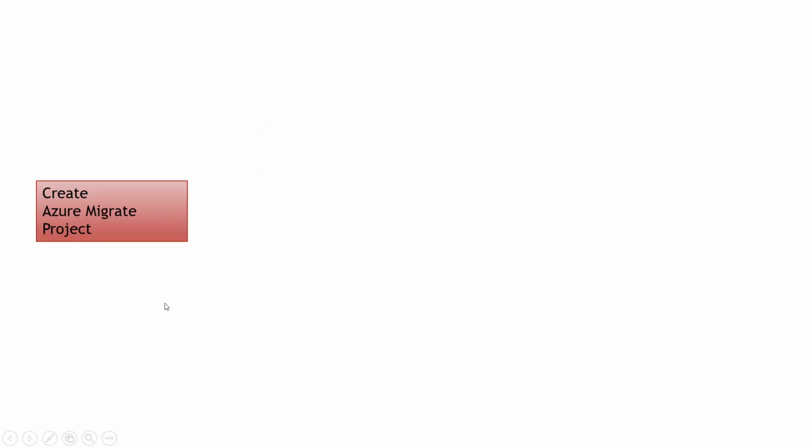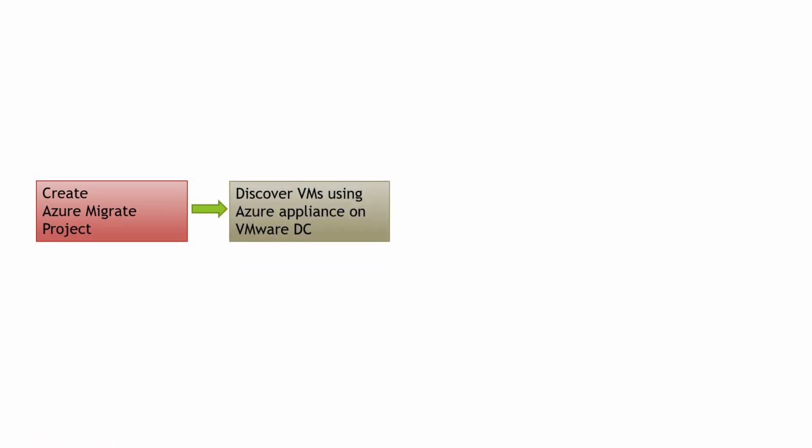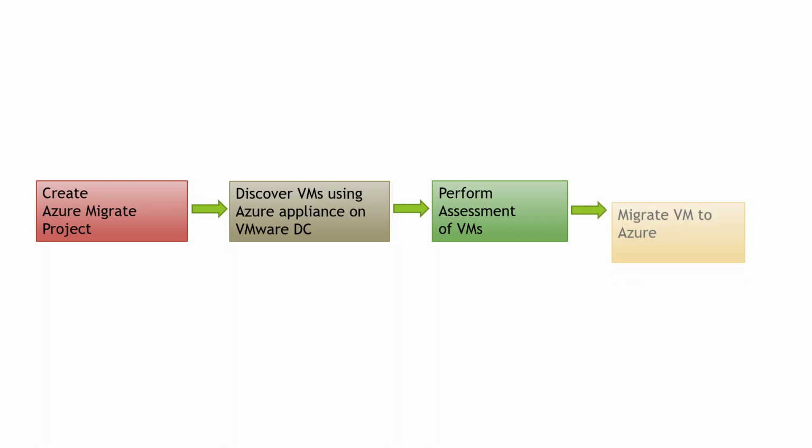On the Azure side, we're going to create an Azure Migrate project. Once that is done, we're going to discover VMs using the Azure Appliance, which we're going to set up on our VMware data center. Then we're going to perform an assessment of VMs just to find out what would be the cost of running that IIS server in the Azure infrastructure. And then we're going to migrate the VM to Azure.